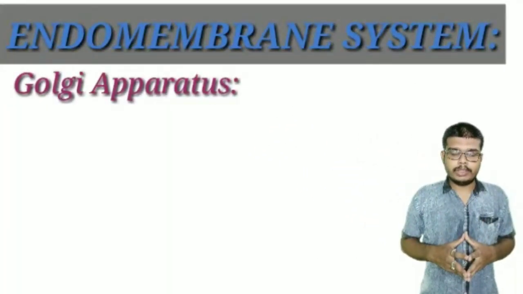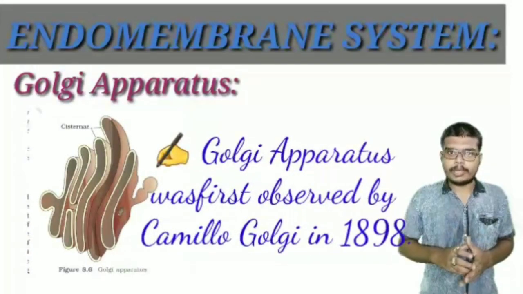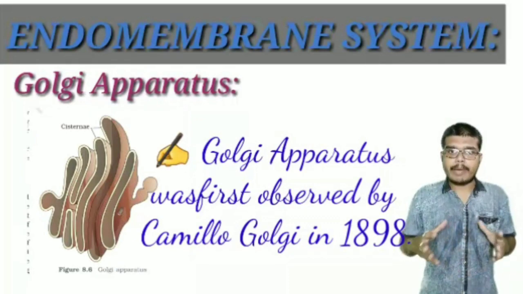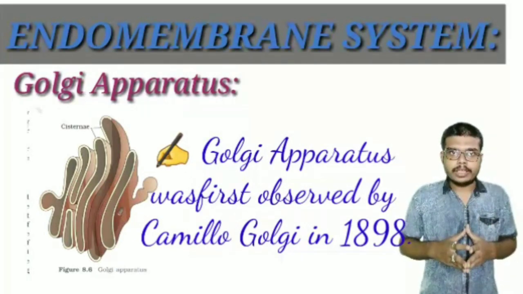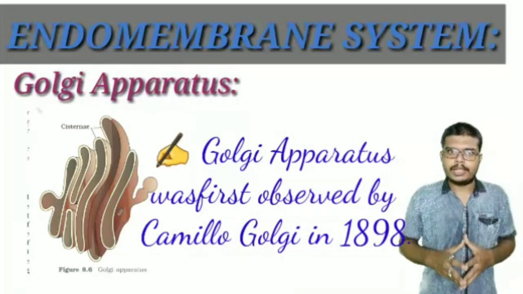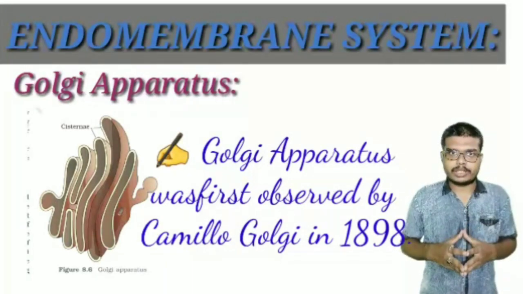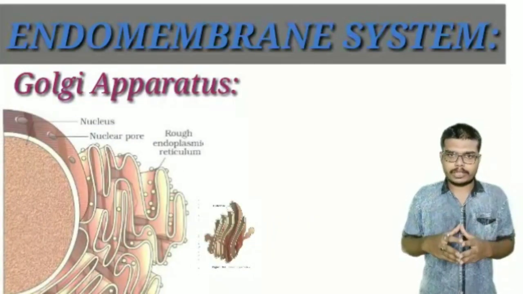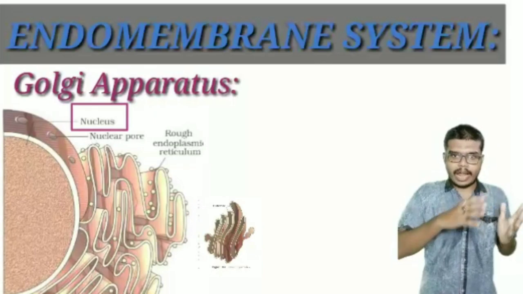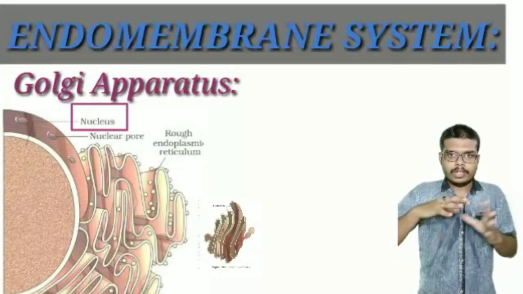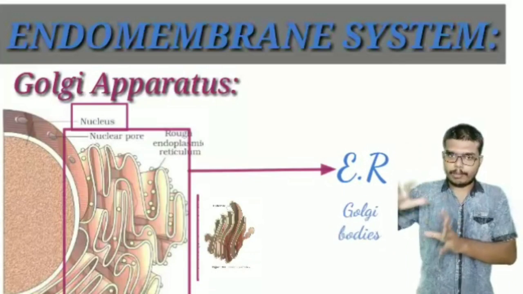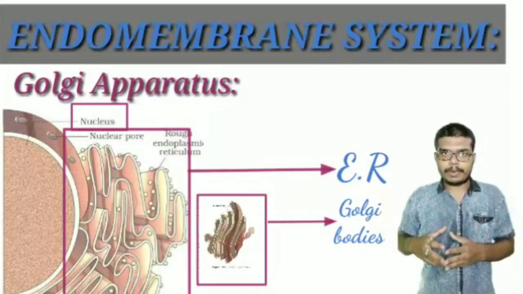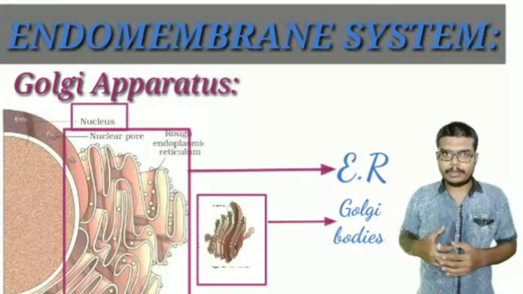Now I will discuss the Golgi apparatus or Golgi bodies. The Golgi body was first discovered by Camillo Golgi in 1898. These are reticulate structures near the nucleus. In this diagram, you can see first the nucleus, then the endoplasmic reticulum. After that, we have the Golgi apparatus. The Golgi apparatus is found beside the endoplasmic reticulum.